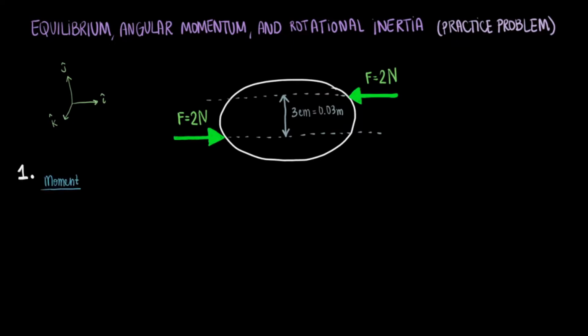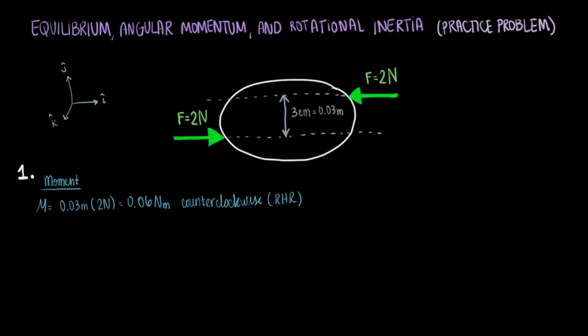We know that we can find the moment by taking the cross product of the force and the moment arm. We can then multiply the 0.03 meters by the 2 newtons and get 0.06 newton meter as the answer. The direction of the moment is counterclockwise. You can easily get that by using the right-hand rule.